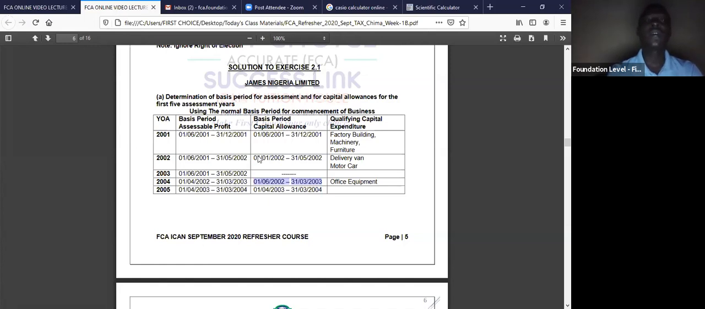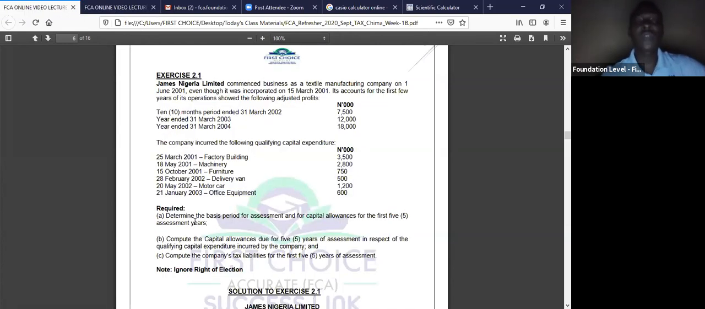Okay. Now, the second requirement says compute the capital allowances due for 5 years in respect of the qualifying capital expenditure by the company. So the question is saying, now that you've found the basis period for capital allowance and you found the assets that belong to each of them, can you look for the actual capital allowance figure? So let's do it for those 5 years.